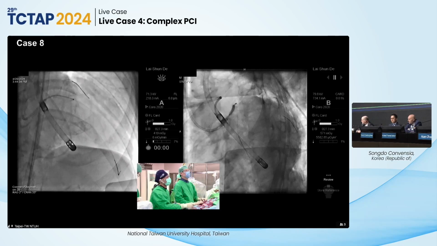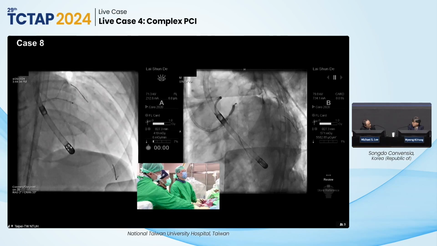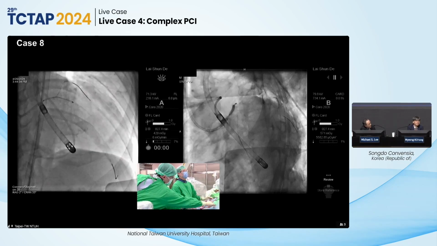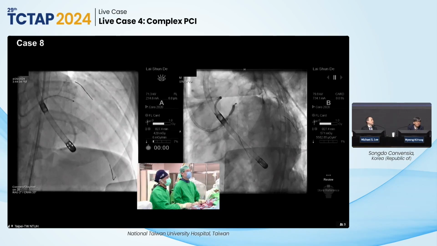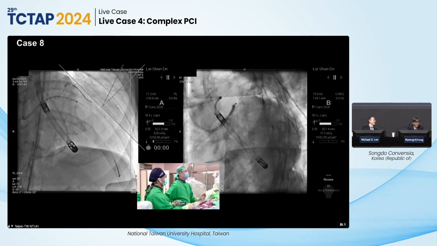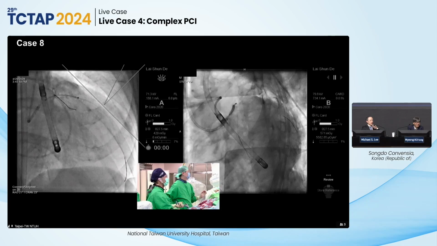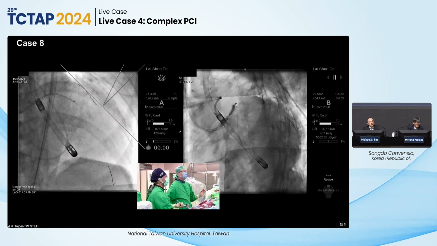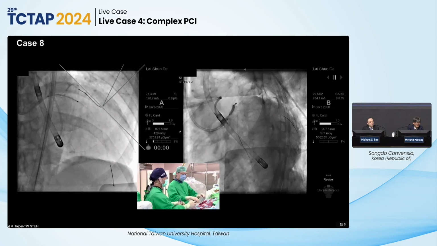Has anybody tried asking the patient to take a deep breath in or cough? Sometimes that can help deliver a stent when it's difficult. One of my partners has all his patients cough throughout the whole angioplasty. It mobilizes the heart. It helps with the angles and things.